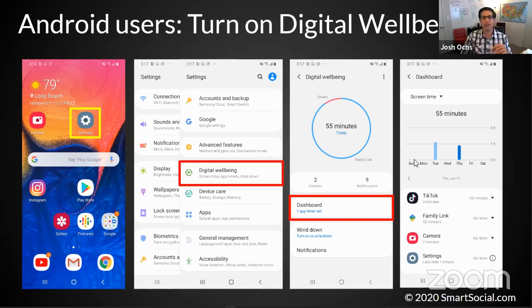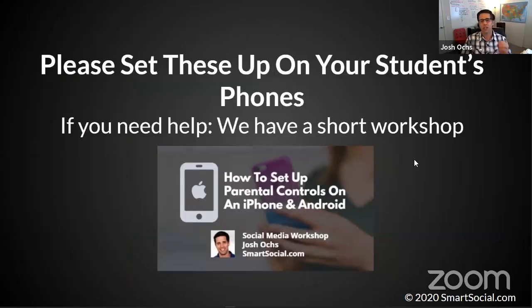I'll show you at the end of this, if you want to, you've got to set up this stuff on your kids' phones. If you need help, we have a short workshop at the end of this. We have a short workshop on how to set up parental controls on an iPhone and an Android. Hang out with me till the end. I'll give you a free week of it, or 5 days of it, or I'll give you 5 weeks of it if you take us up on our boot camp offer.